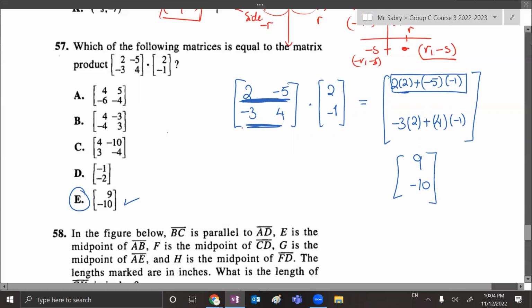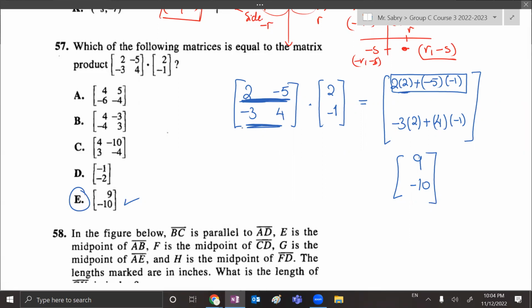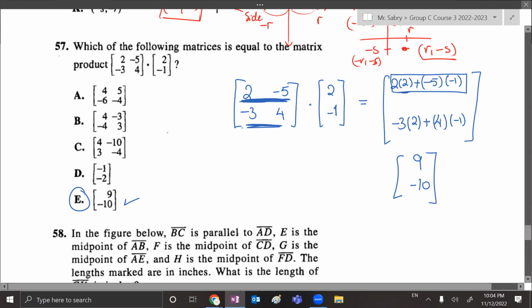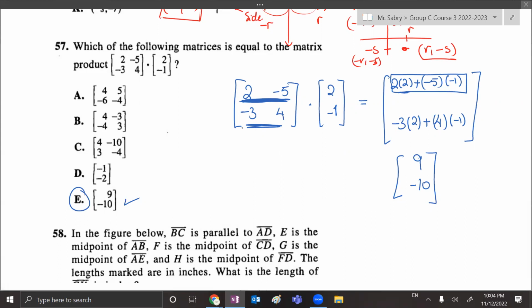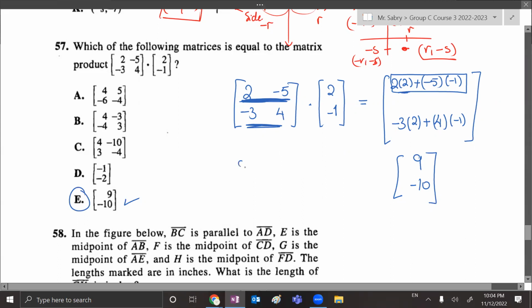So again, the idea here is that we take the rows with the columns. How do I know how many rows and columns my answer would have? The answer would have the same number of rows as the first matrix and the same number of columns as the second matrix. The first matrix had 2 rows. The second matrix had 1 column, which means that the answer would have 2 rows and 1 column as well. Does this make sense? And that's why there are 2 numbers, but in 1 row, in 1 column. Makes sense, everyone?